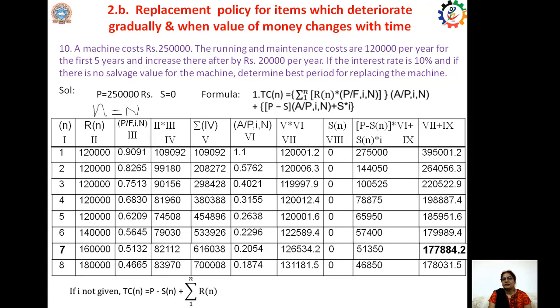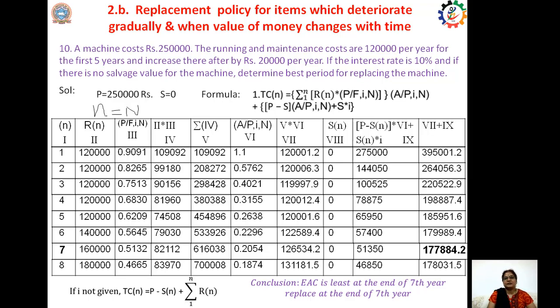What is to be done? Keep observing these values. When you get the minimum, how do you come to know it is the minimum? It keeps decreasing. At a particular point, it reaches the least value, then it starts increasing. When you get one value after the increment, you can stop there. 179, 177. Next is 178. It got increased. You can stop here. You can bold this as the required value. The corresponding life is 7 years. So write the conclusion. EAC is least at the end of 7 years. So replace the machine at the end of the 7th year.